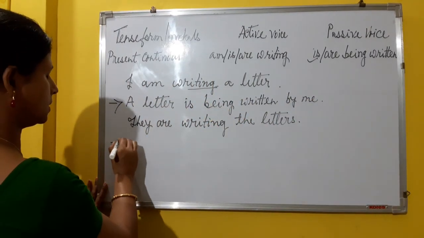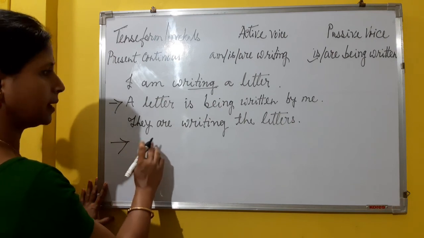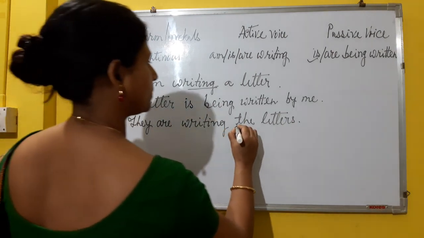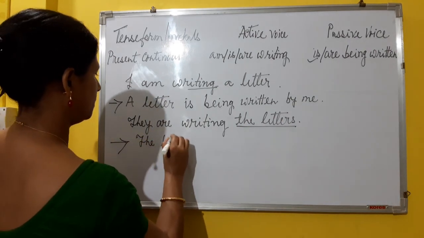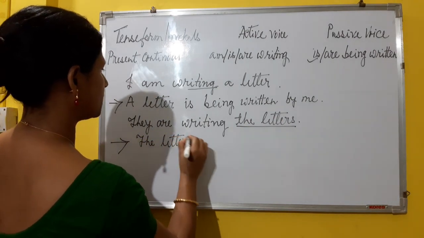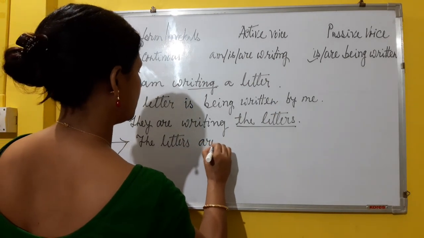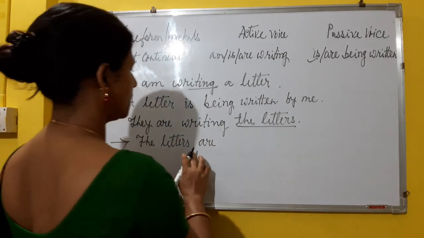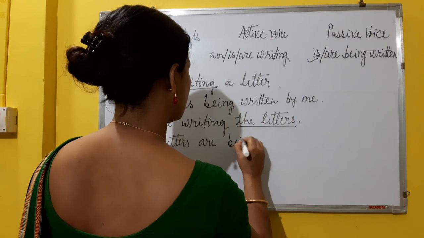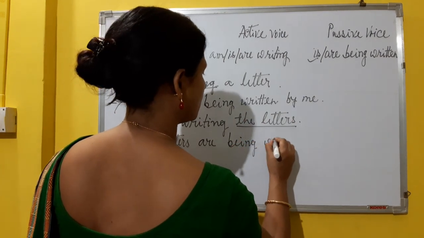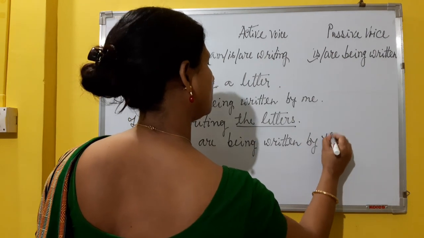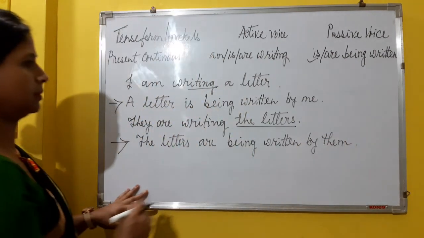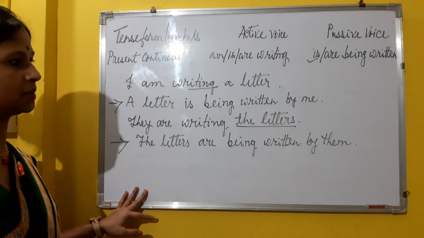But see the next sentence. They are writing the letters. Plural number, the letters are, because this is plural, the letters are being written by them. The letters are being written by them.